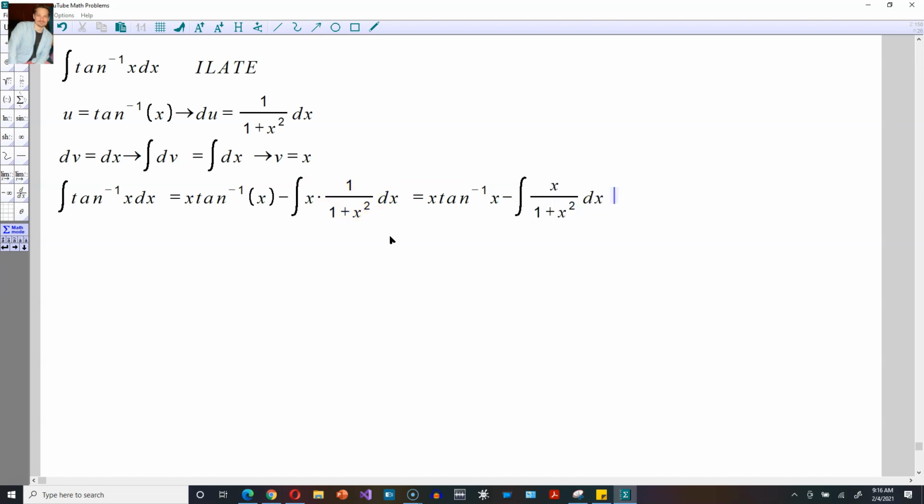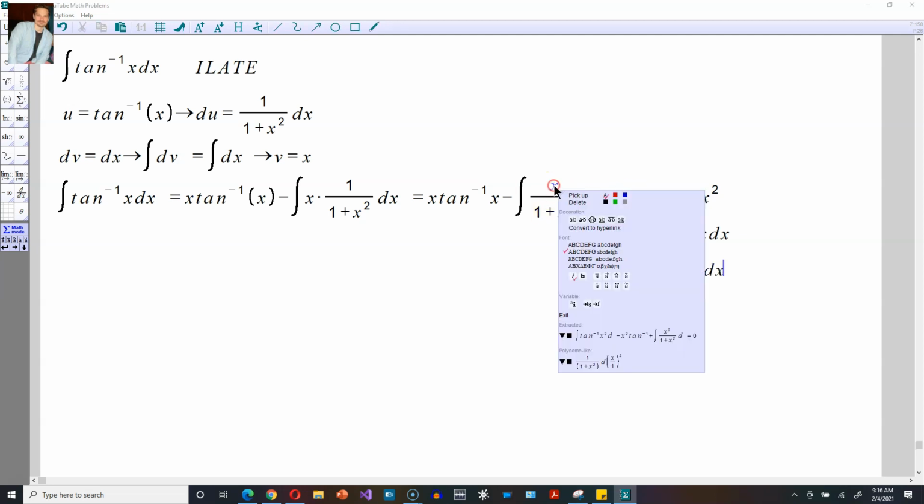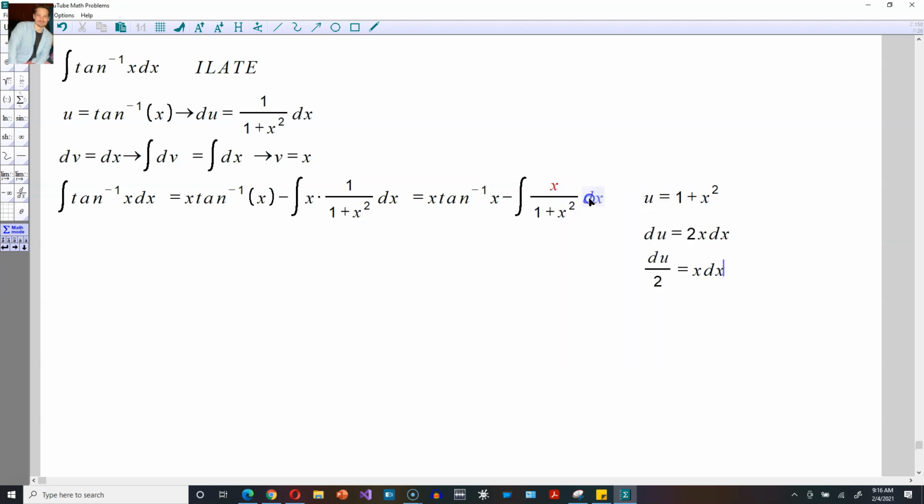To anti-differentiate x over 1 plus x squared, you can set u equal to 1 plus x squared, and then you differentiate. So du is 2x dx. And then you divide by 2. So du divided by 2 here is equal to x dx, which you already have up here. You see we have this x in red and the dx is also right here already.